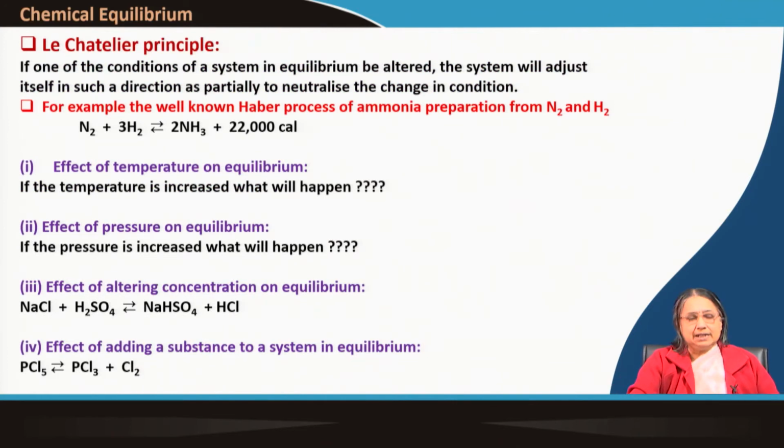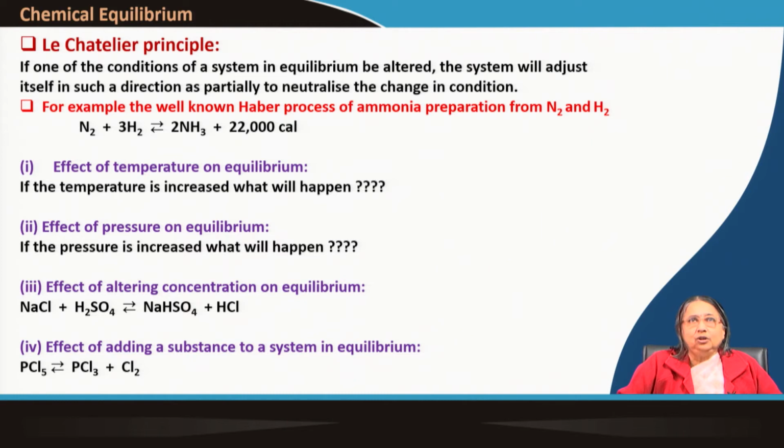Now, what is Le Chatelier's principle? This is very important in chemical equilibrium. What is it saying? It says that if one of the conditions of a system in equilibrium be altered. So, first you have to think that we have some equilibrium state, some reaction is in equilibrium. First the equilibrium state is to be attained. Okay.